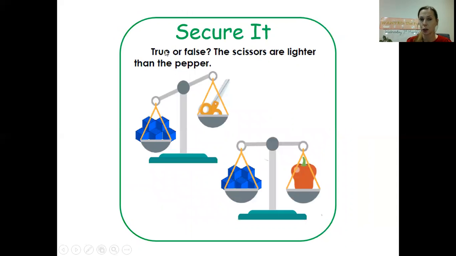Secure it. True or false? The scissors are lighter than the pepper. Again, your scales aren't in the same position, so look carefully at that, okay? I've given you a sentence stem to start you off. The answer is true or false. Which one? How do you know? So look at the scales and explain how you know whether it's true or false.